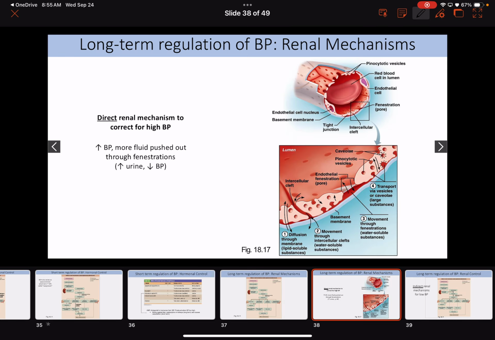All right, so now we're going to talk about renal mechanisms. How do the kidneys control blood pressure? The kidneys actually have a direct renal mechanism in order to correct for high blood pressure. How the kidneys work is that blood flows through the kidneys. The kidneys filter out that blood to make our urine. So basically blood is flowing through these. What are the type of capillaries that we find at the kidneys?